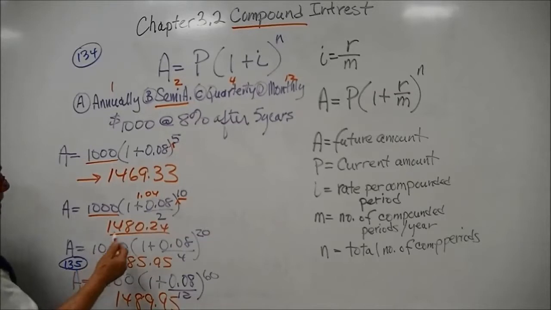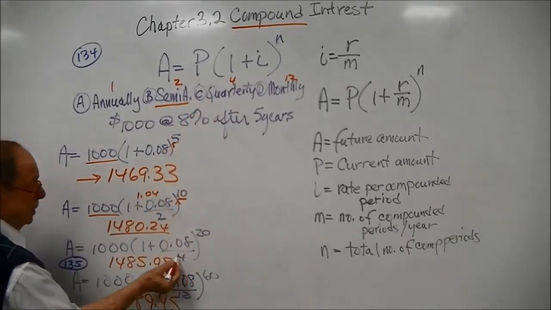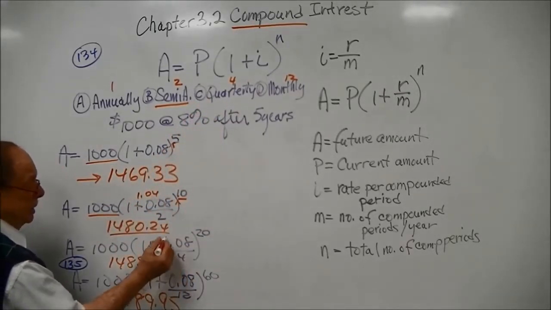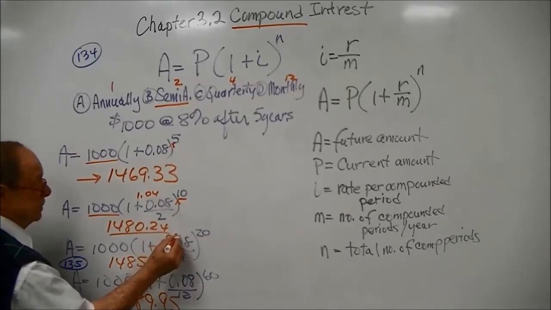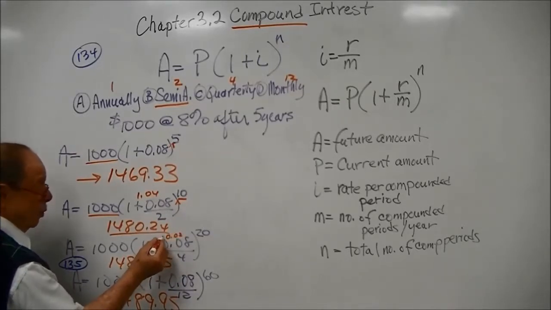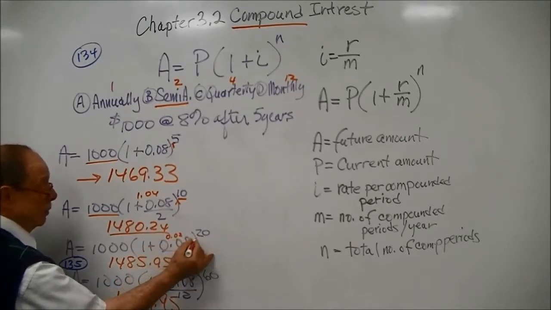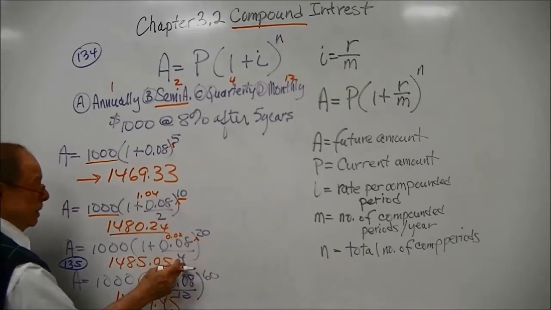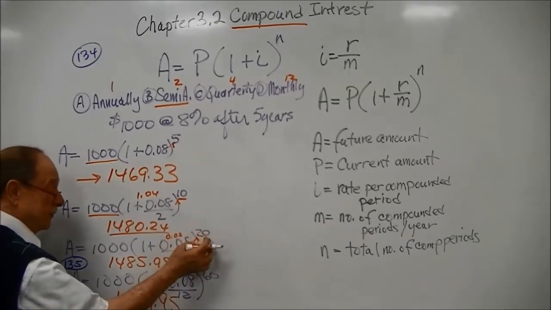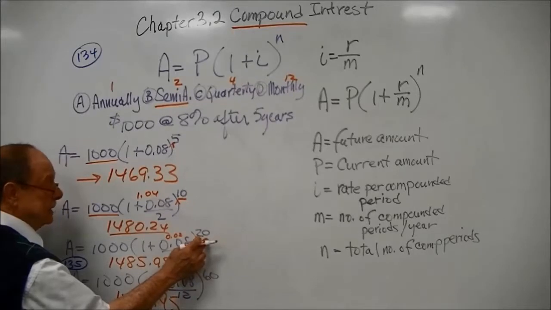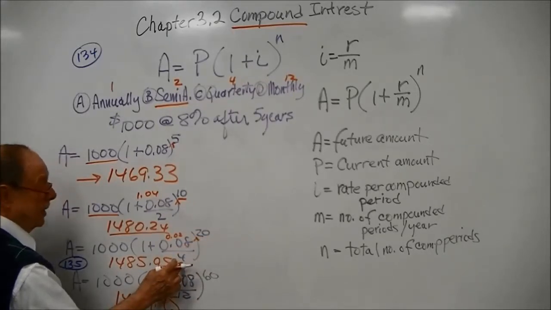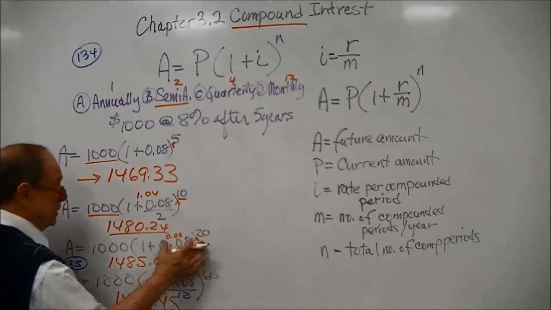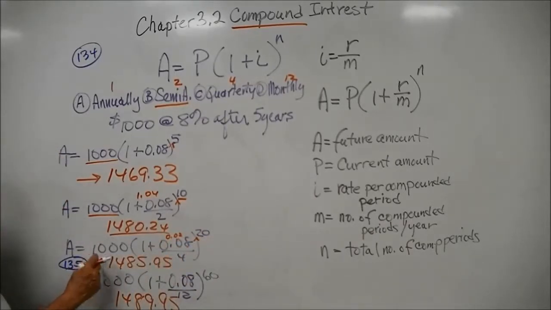Now the same thing applies for quarterly. Our number here is going to be 4. So this is going to become 0.02, that we add a 1 to it. Then now 4 times 5, the number of years, quarterly is 4, 5 years gives you your 20. And then put that in your calculator, multiply it by 1,000, and you get this number. Now notice it's a little bit more each time.